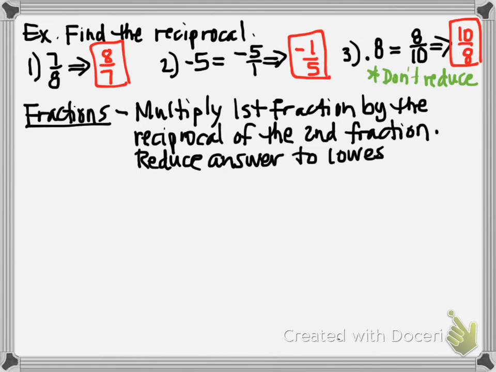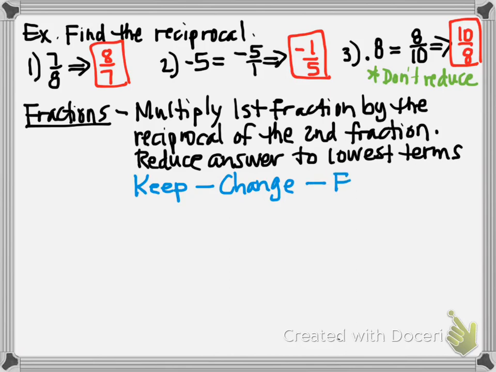Now remember, when you rewrite the division problem as a multiplication problem, once it's written as a multiplication problem, try to cross-cancel, try to reduce the fractions first, then do the multiplication. Just as a reminder, you may have heard your teacher in 6th or 7th grade use this idea. Keep, that's the first fraction, stays the same. Change, that's the operation, goes from division to multiplication. And flip, that's the reciprocal of the second fraction.